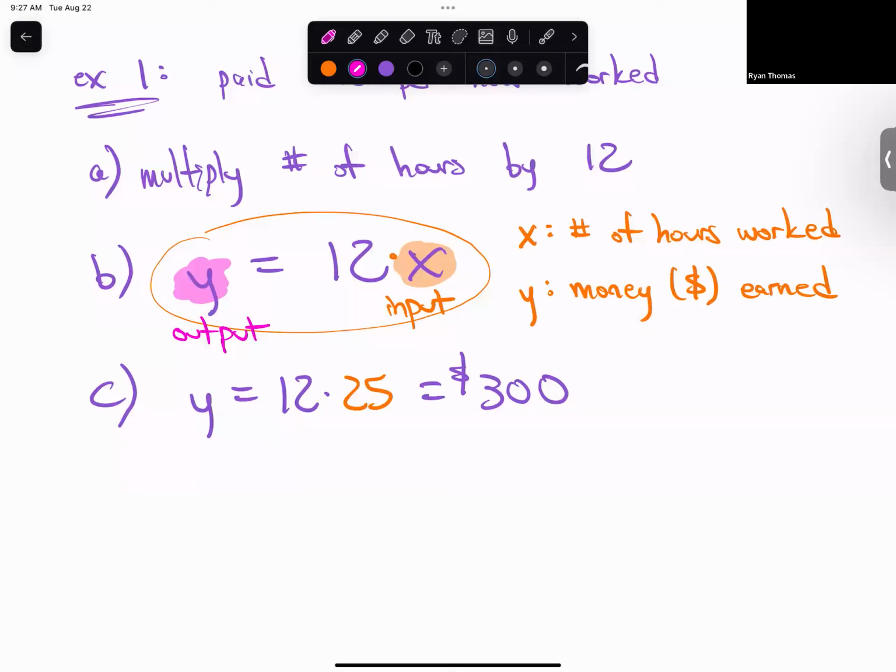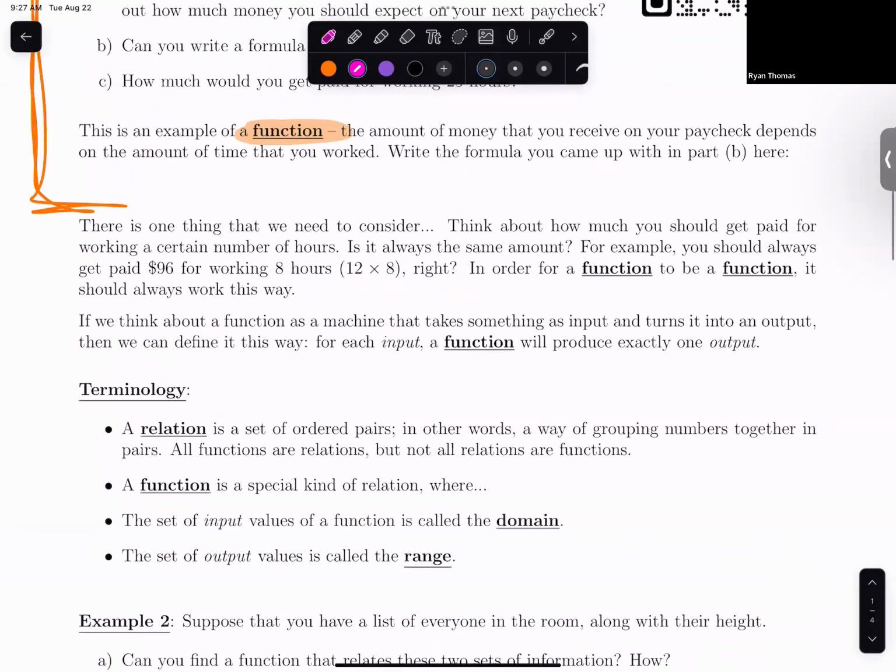Thank you. Yep. One of these should always give me just one of these, right? Okay. Now we're going to talk some math terminology.